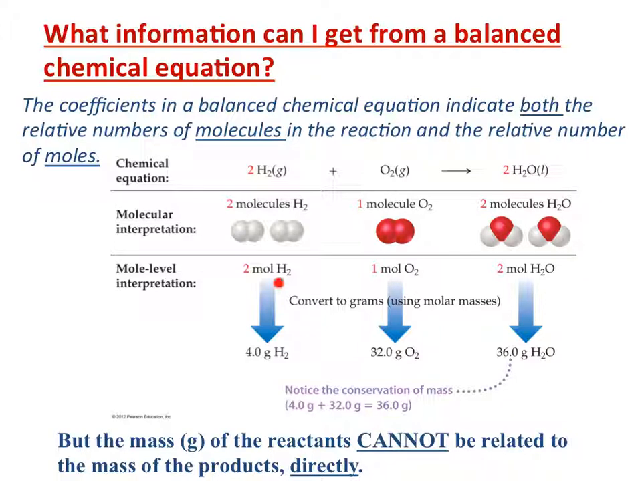If we took moles of H2 and converted that to grams, we would get 4 grams of H2, 1 mole of oxygen is 32 grams of oxygen gas, and 2 moles of water converted into grams is 36 grams of water. Now, you can note that there is a conservation of mass. But when we want to compare moles of one reactant to moles of another reactant or product, we can't use the mass, okay? We have to use the moles.